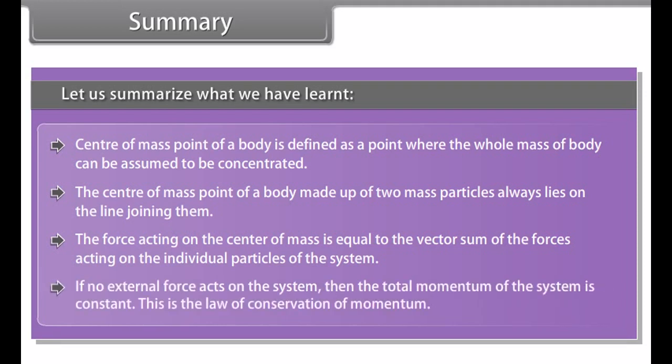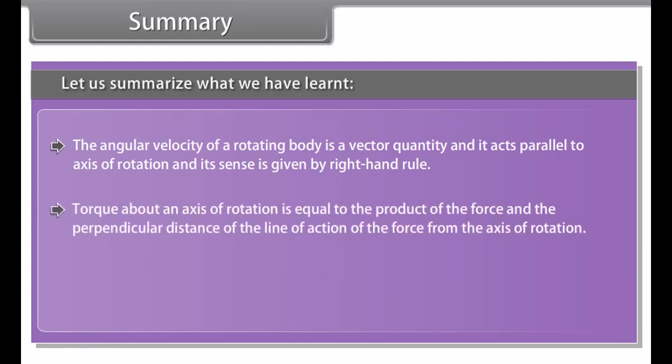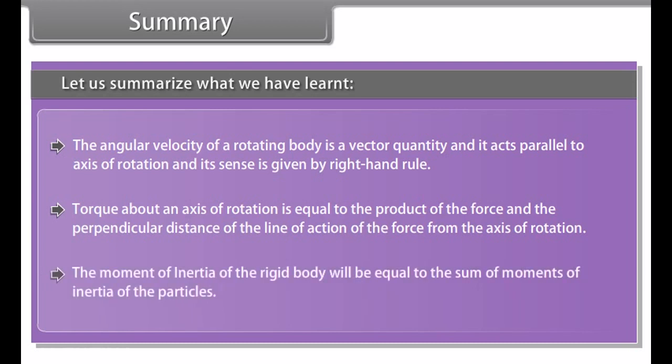If no external force acts on the system, then the total momentum of the system is constant. This is the law of conservation of momentum. The angular velocity of a rotating body is a vector quantity and it acts parallel to the axis of rotation, and its sense is given by the right-hand rule. Torque about an axis of rotation is equal to the product of the force and the perpendicular distance of the line of action of the force from the axis of rotation. The moment of inertia of the rigid body will be equal to the sum of the moments of inertia of the particles.